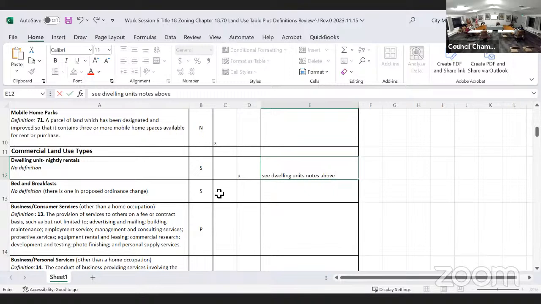Bed and breakfast is not currently defined in the code. It is in the land use table, but it doesn't have a definition, and that was one of the proposed changes through the recent ordinance that went through planning commission. So I would ask the group if they want to entertain a definition for bed and breakfast in the future to be included. Is it necessary? Sounds like there's some differentiation between that and the nightly rental because of the fact that it is occupied space.